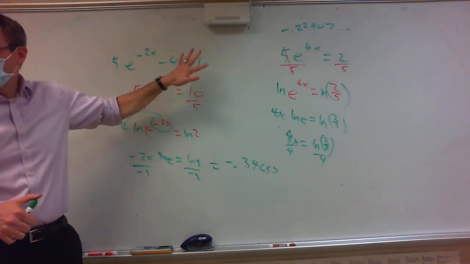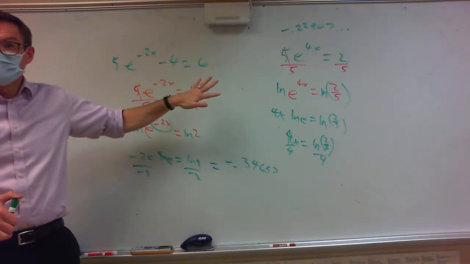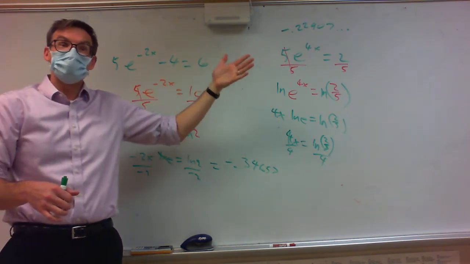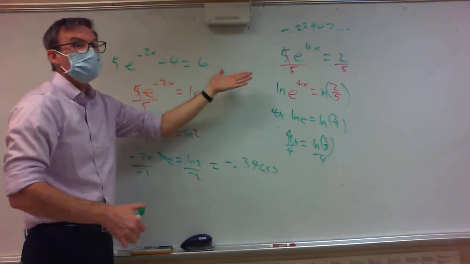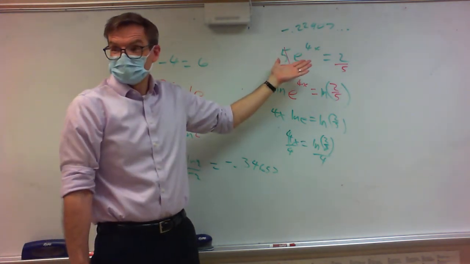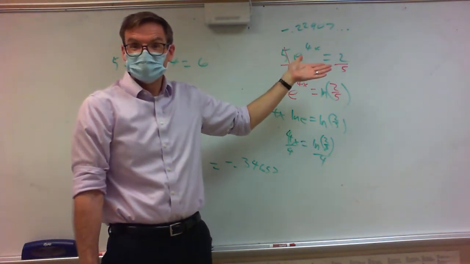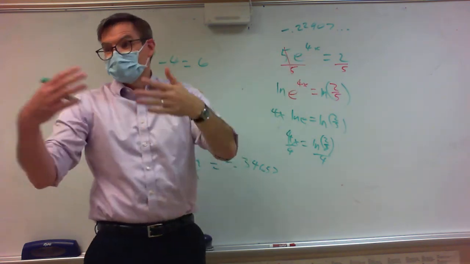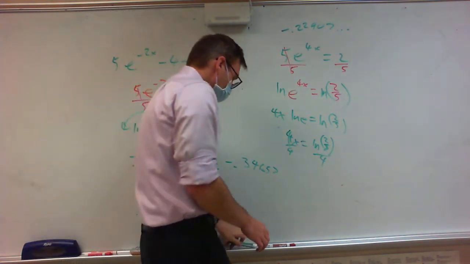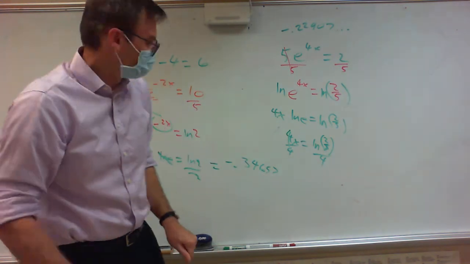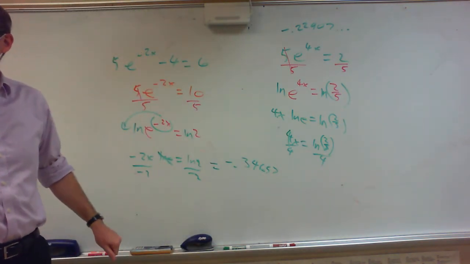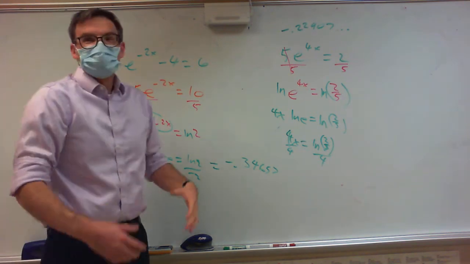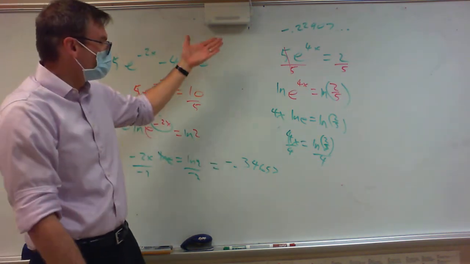So, how do we feel about these? Kind of the same thing we've been doing, right? Except because you got e, right? Everybody understand why we're using natural log? Because we have e, we're going to use natural log. What is the fraction that you wrote down? Oh, natural log of 2 divided by negative 2. Right? So why do you use natural log? Because you have an e in the problem.